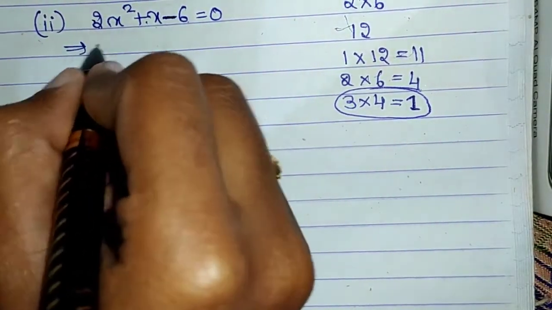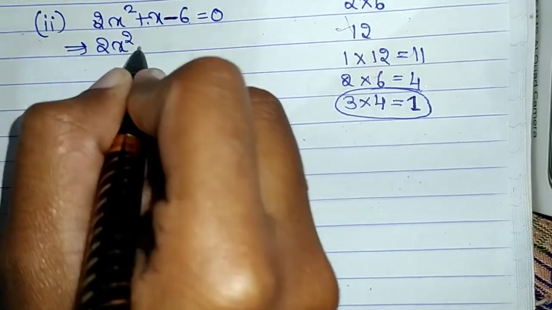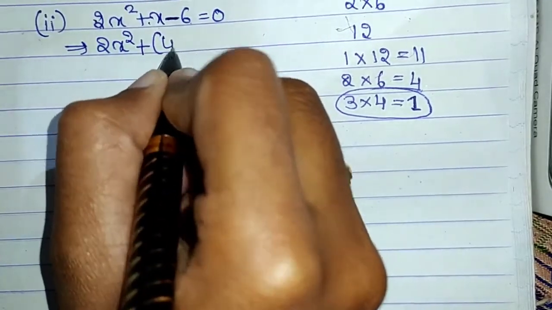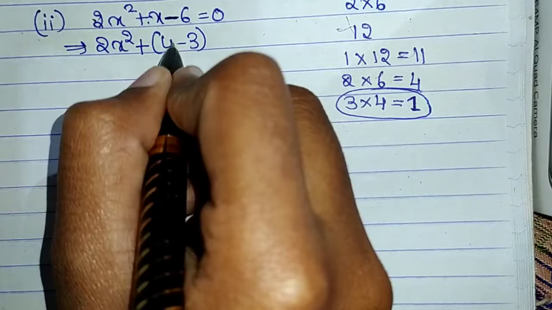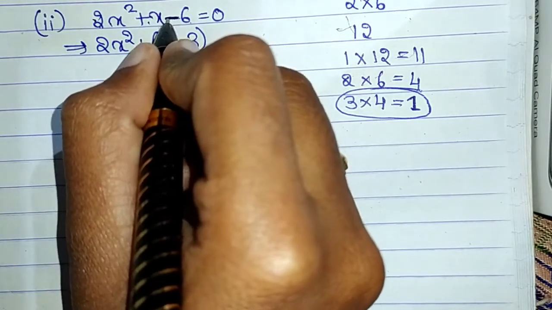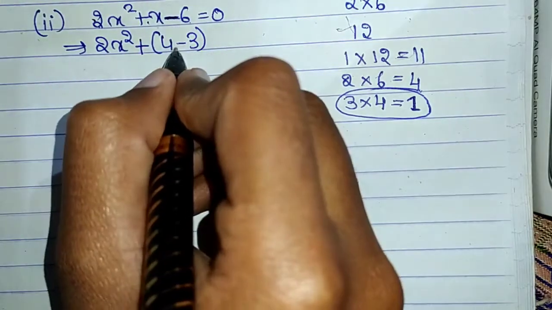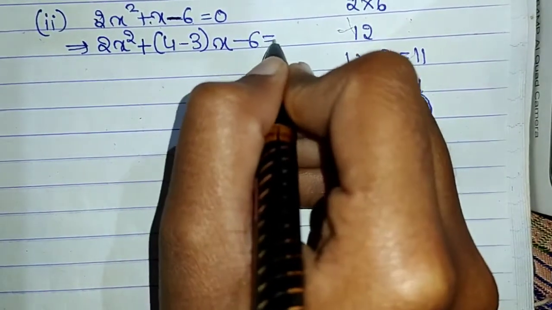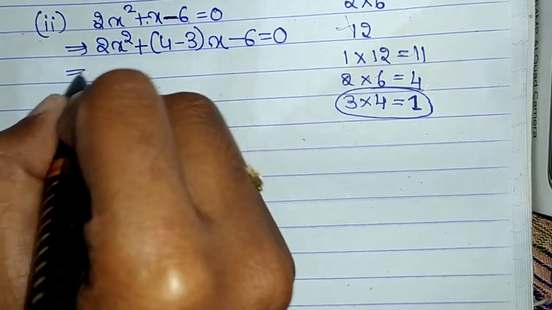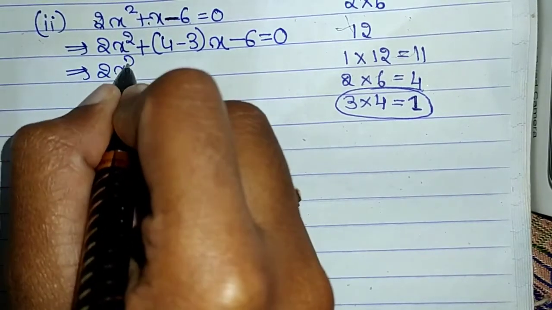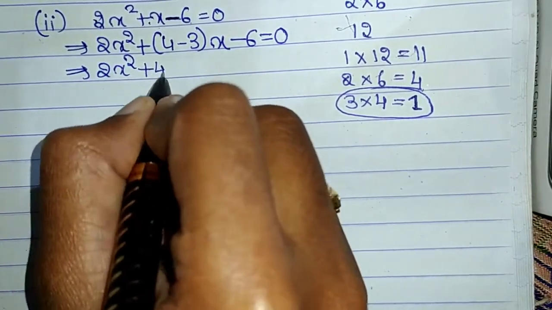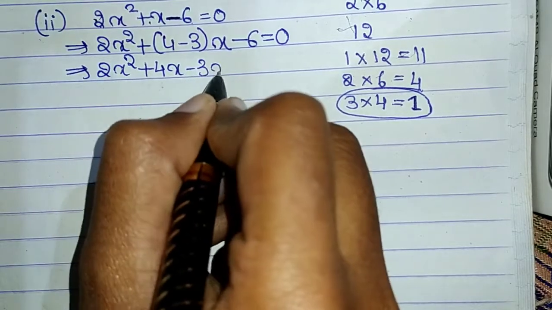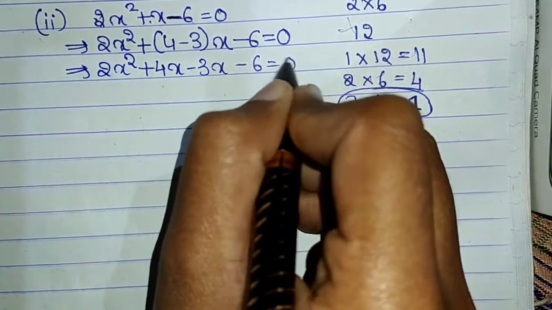So rewriting the equation, 2x square plus 4 minus 3. I am subtracting them because the sign before the last term is minus. 4 minus 3x minus 6 is equal to 0. Now opening the brackets and rewriting, we get 2x square plus 4x minus 3x minus 6 is equal to 0.